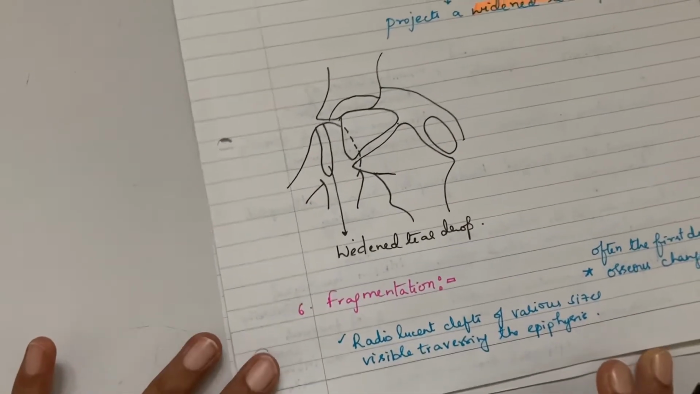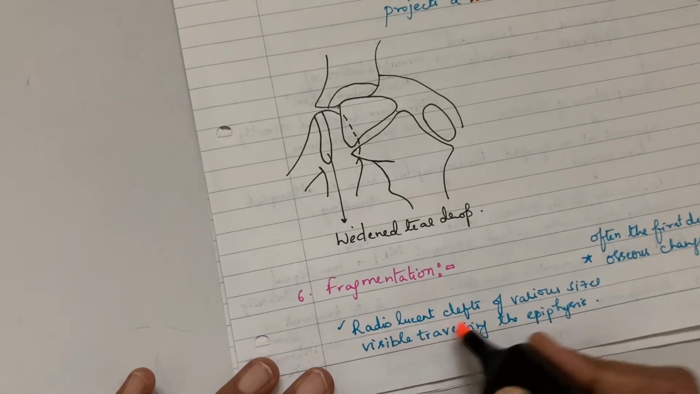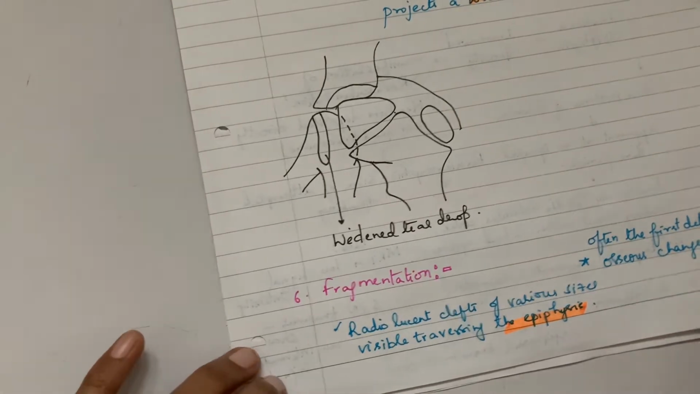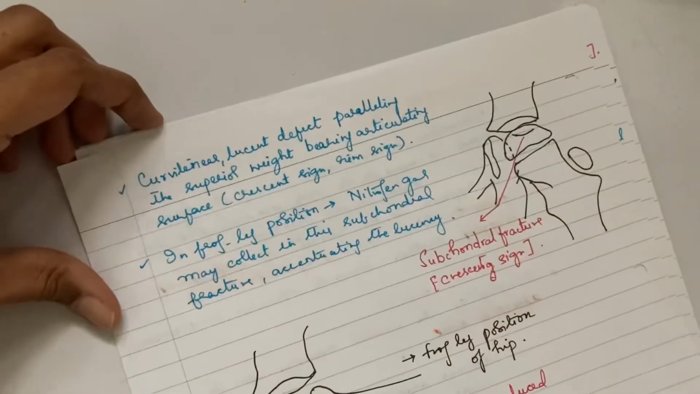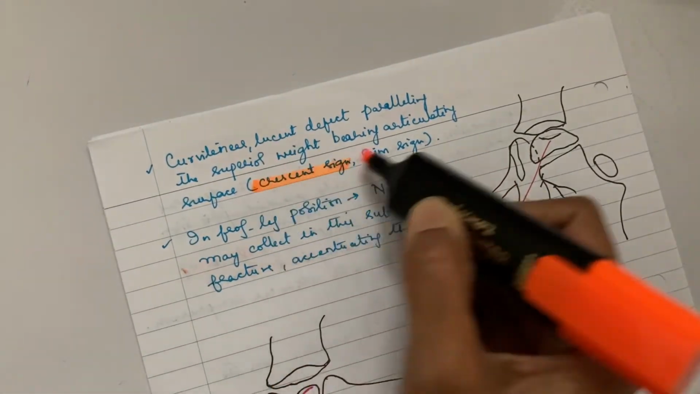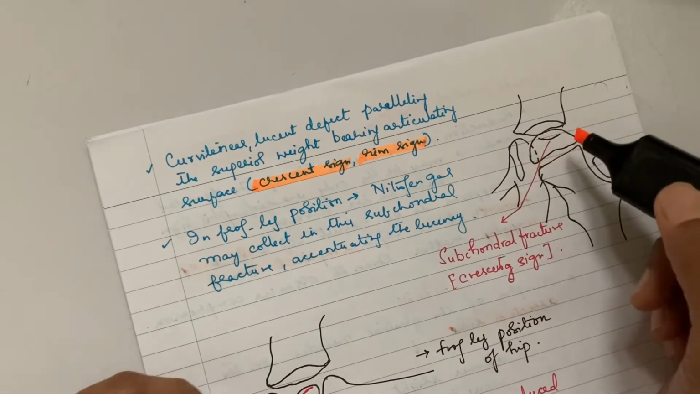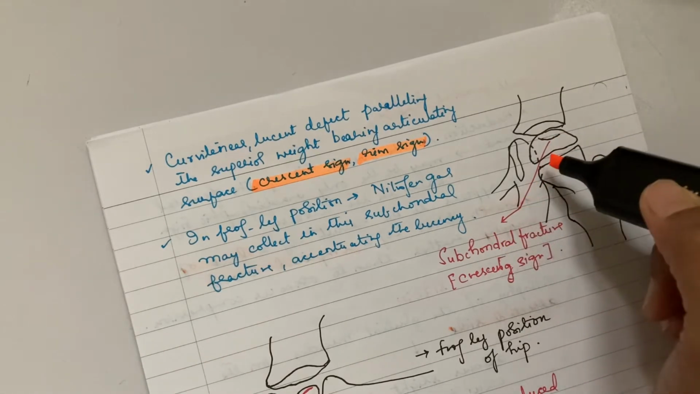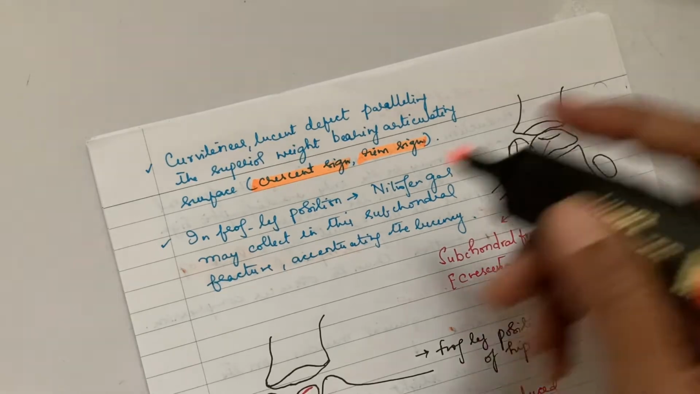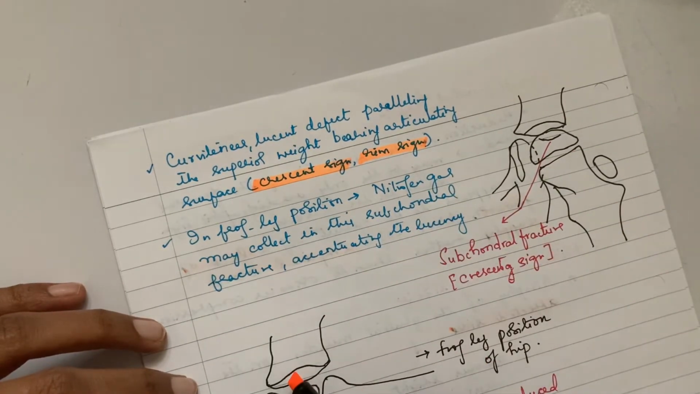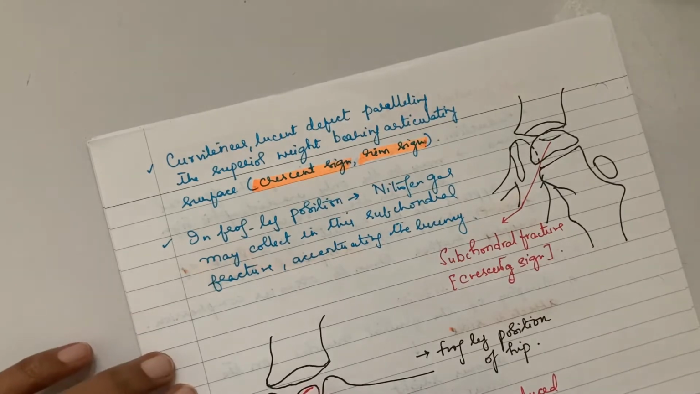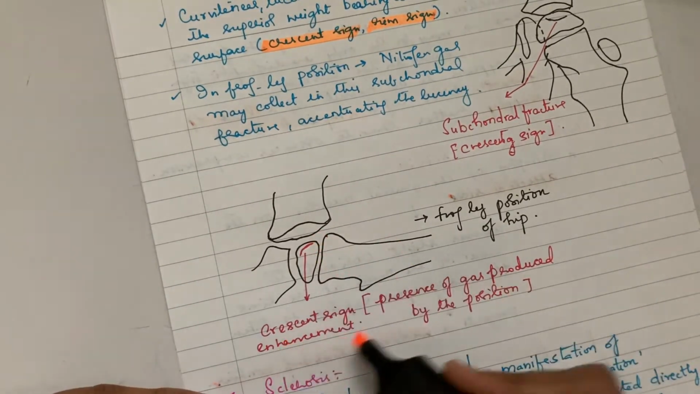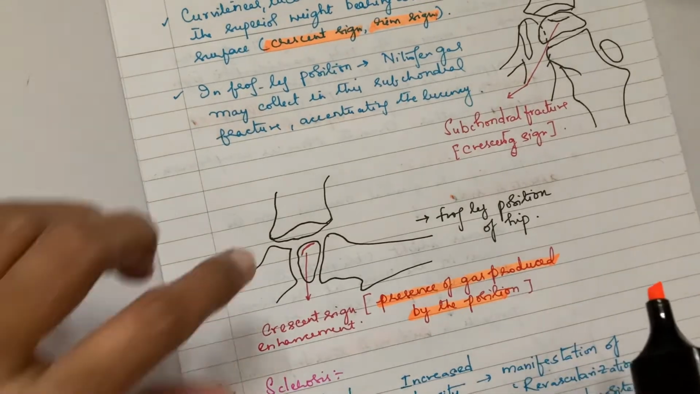Then coming to fragmentation. Lucent clefts of varying sizes are visible traversing the epiphysis, often the first detected osseous change. Here there will be one sign called crescent sign or rim sign. This is the femoral head. A curvilinear lucent defect paralleling the superior weight bearing articular surface is a crescent sign. What is this due to? Subchondral fracture. In frog-leg position, what happens? This is frog-leg position. Nitrogen gas may collect in this subchondral fracture so that we can see it more clearly. This is called the presence of gas produced by the position. This is a frog-leg position.